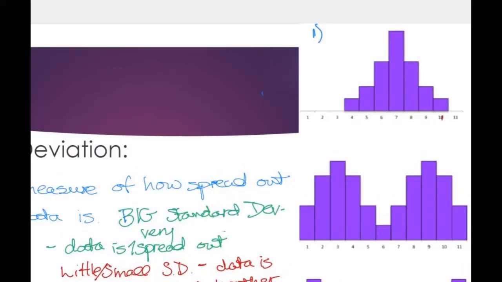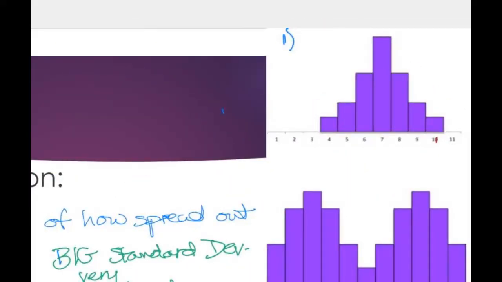All right, so first graph up at the top there. Let's talk about mean, median, and mode. First of all, what is the mean again? What does that represent?